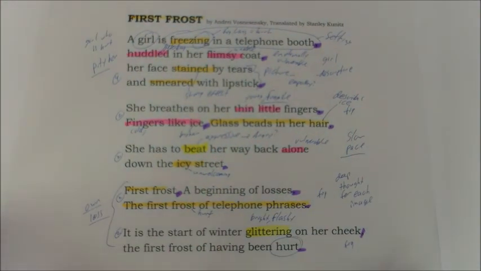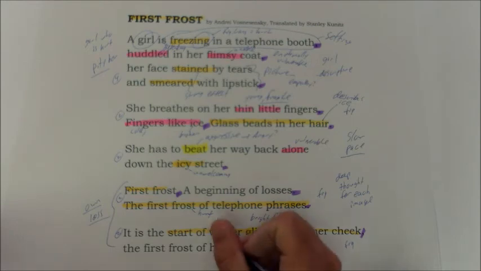Finally, when we see this description in the last stanza, the start of winter glittering on her cheek. On the one hand, it could be a literal description of winter on her cheek, but on the other hand, this could be an image of the pain that has now marked her. It's not just internal, but because she's been through the experience, it's more serious.